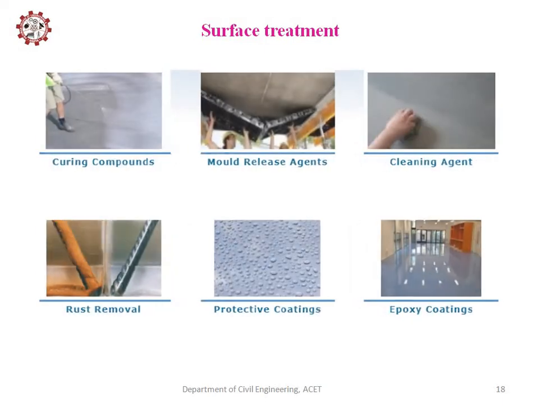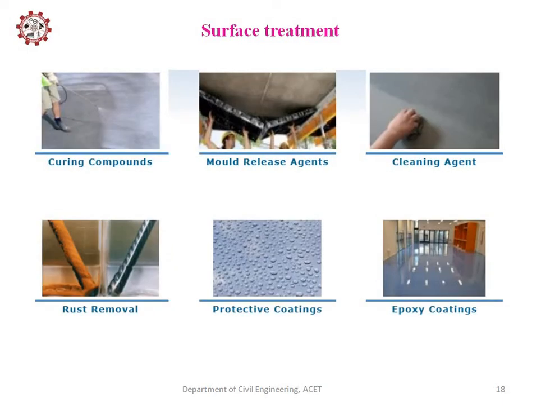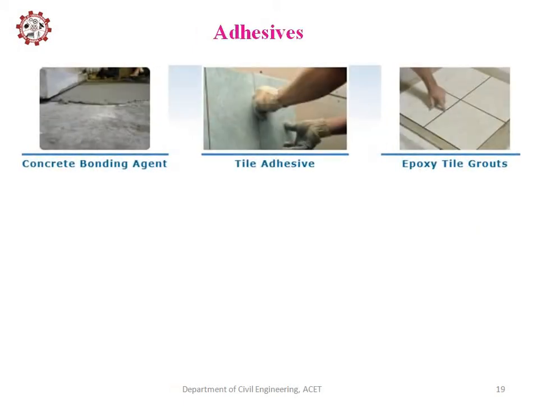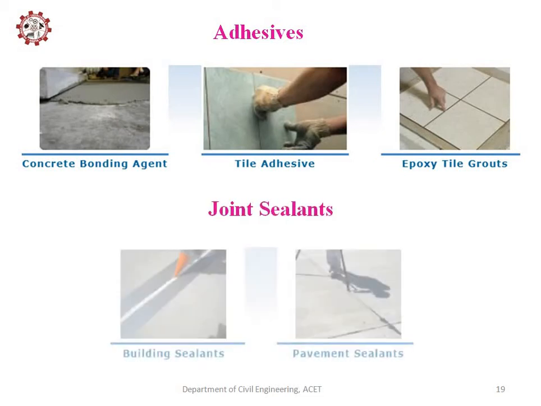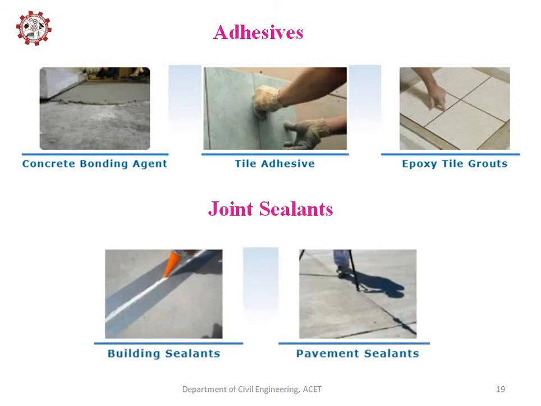Next is your surface treatment: curing compounds, mold release agents, cleaning agents, rust removal, protective coating, and epoxy coatings. Next is your adhesives: concrete bonding agent, tile adhesive, epoxy tile grouts. Joint sealants are building sealants and pavement sealants. So all these are your adhesives and joint sealants.